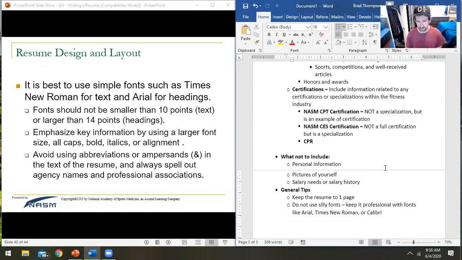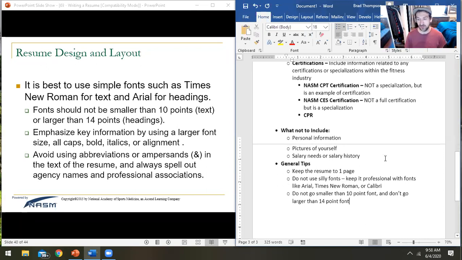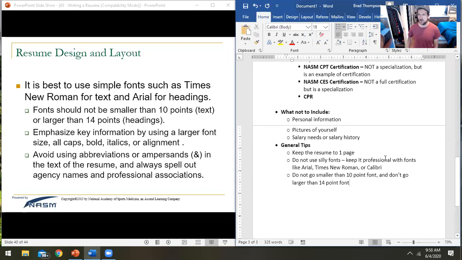And then do not go any smaller than 10-point font, and don't go larger than 14-point font. So your 14 is for headings, 10 is for your text. Do not go any larger or smaller than that. It just looks unprofessional, except for your name. Your name can be a little bit larger, but other than that, section headings, don't make them larger than 14.